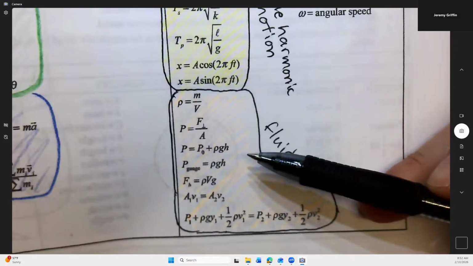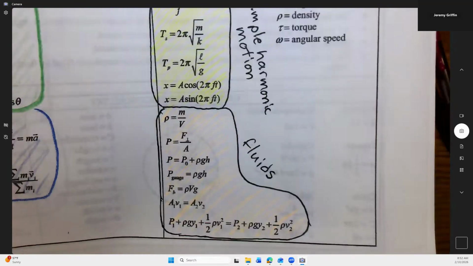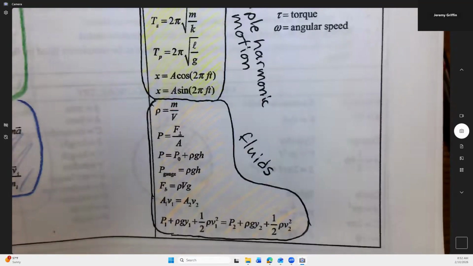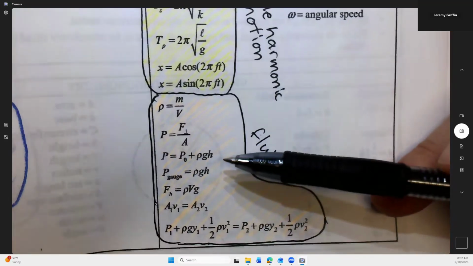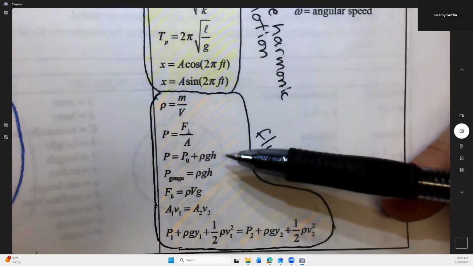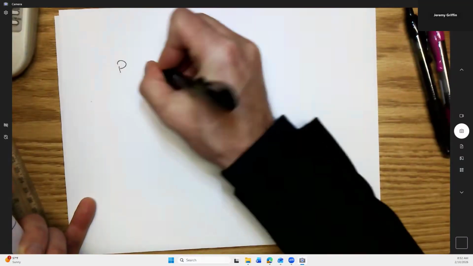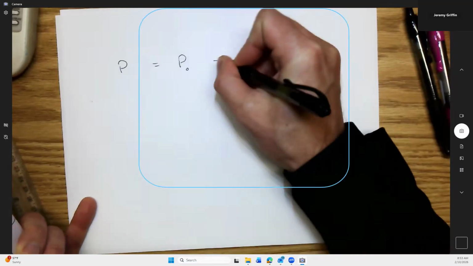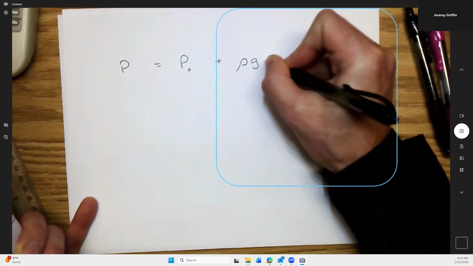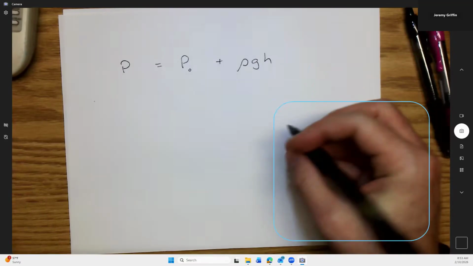How about you dive into a pool and you dive down to the bottom of the pool? Can you guys feel the pressure increasing the deeper you go? Yes. And that's this one right here. Actually, these two kind of go hand in hand. So this one says. Okay, so let's get a pool going.